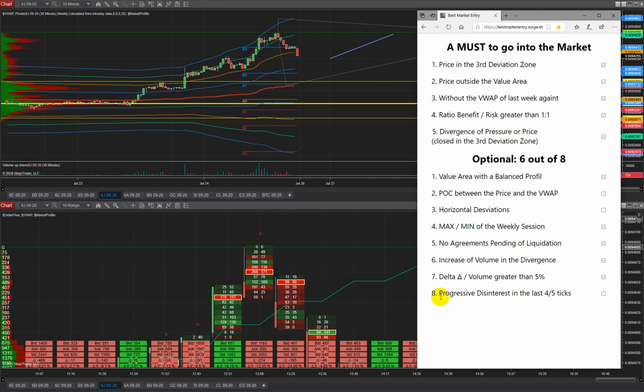And now we got a progressive disinterest in the last 4 or 5. Actually in the last 6 here, you see? It goes from 439, 336, 224, 178, 65, 600. As I go upper, we have more disinterest in that price. So my app says it's a good market entry. The only one you can say I'm not 100% sure about is this point. But Fridays are pretty good because you see the maximum development of the deviations.